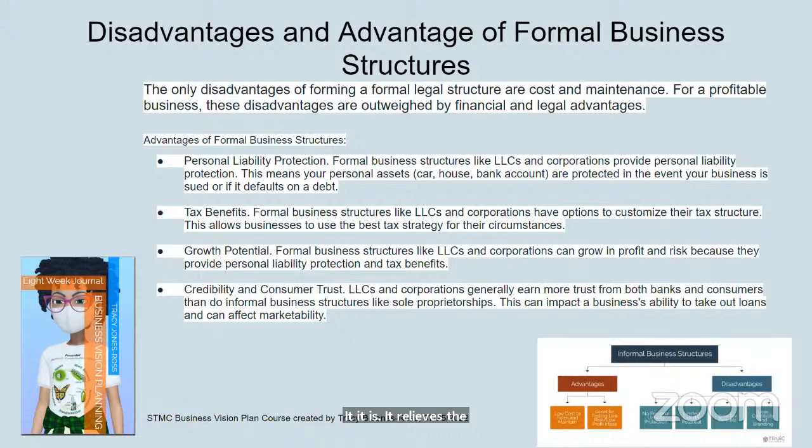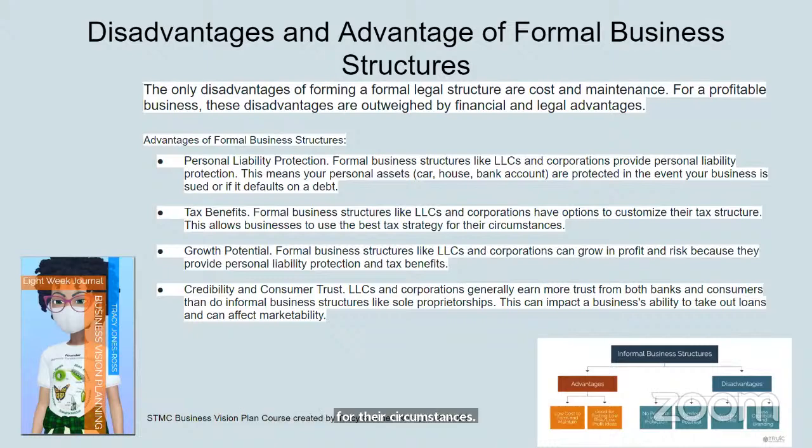The advantage of formal business structure: personal liability. Formal business structures like LLC and corporation provide personal liability protection. That means that your personal assets, your cars, your bank accounts are protected in the event your business is sued or in default of a debt. Tax benefits: formal business structures like LLC and corporations have the option to customize their tax structure. This allows the businesses to use the best tax strategy for their circumstances.